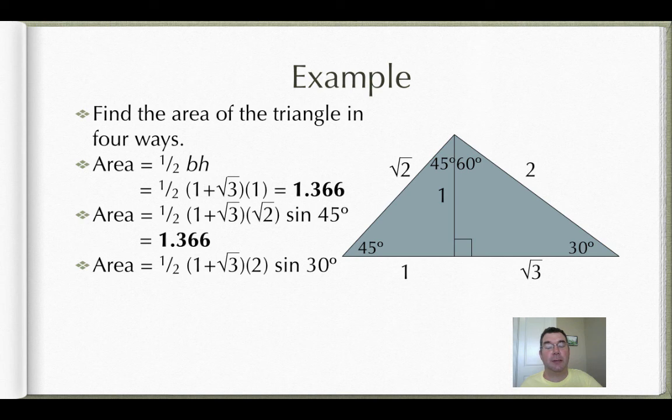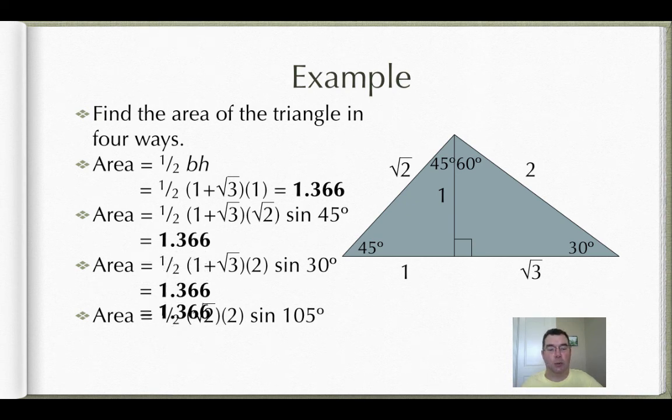If I look at the angle that's on the bottom right, that's 30 degrees, so my formula will be 1/2 times the 1 plus root 3 on the bottom, times the 2 that's on the right-hand side, times the sine of the 30-degree angle on the bottom right. That's still 1.366. And then if I look at the angle on the top, my area would be 1/2 times the square root of 2, which is that left side, times 2, which is that right side, times the sine of 105 degrees, which is that angle at the top, the 45 and the 60-degree angles combined. And I still get 1.366.